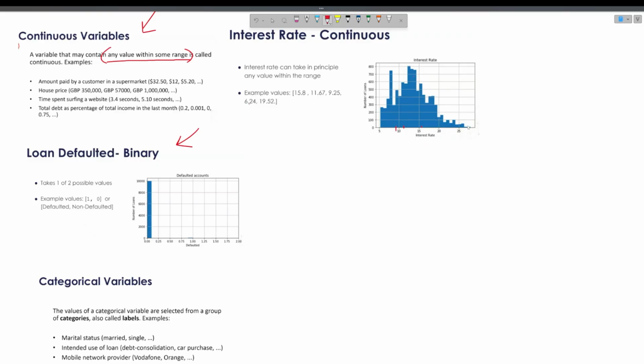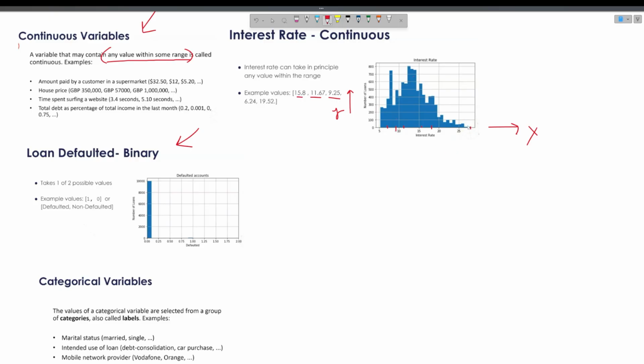6.24, just assume 6.24, and 19.52 maybe here. So there are lots of floating point values, and again these are represented on the x-axis, and on the y-axis we have the number of loans for them. These are basically the ranges. Here you can see the range between 5 to almost 20, or 25 to almost 30.